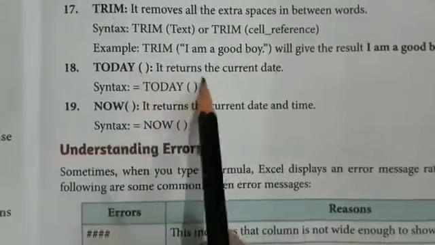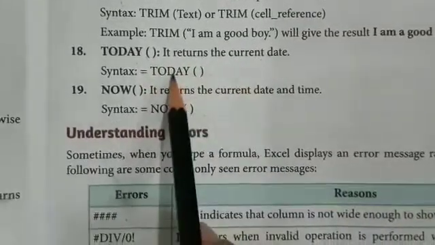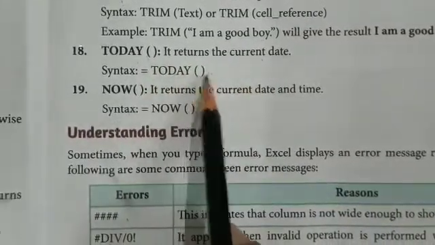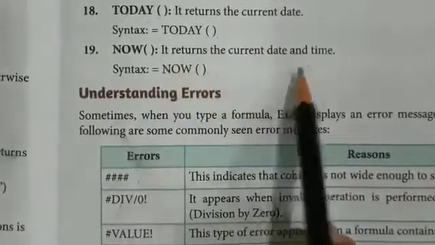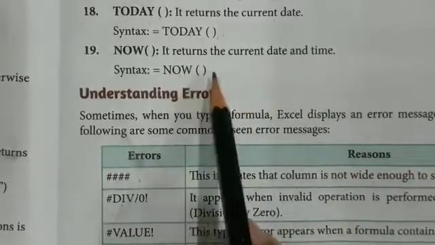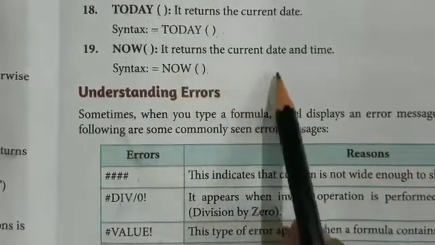And the TODAY function returns the current date, that is TODAY and brackets, it will give the current date. The NOW function returns the current date and time.